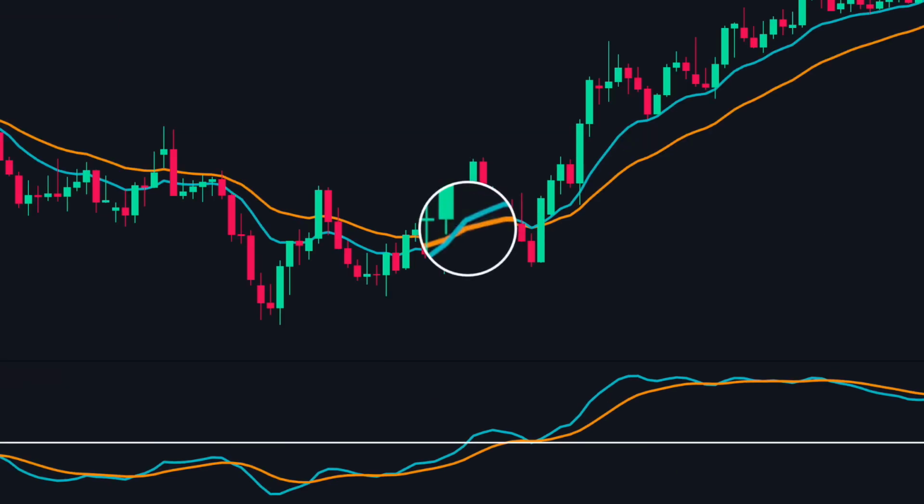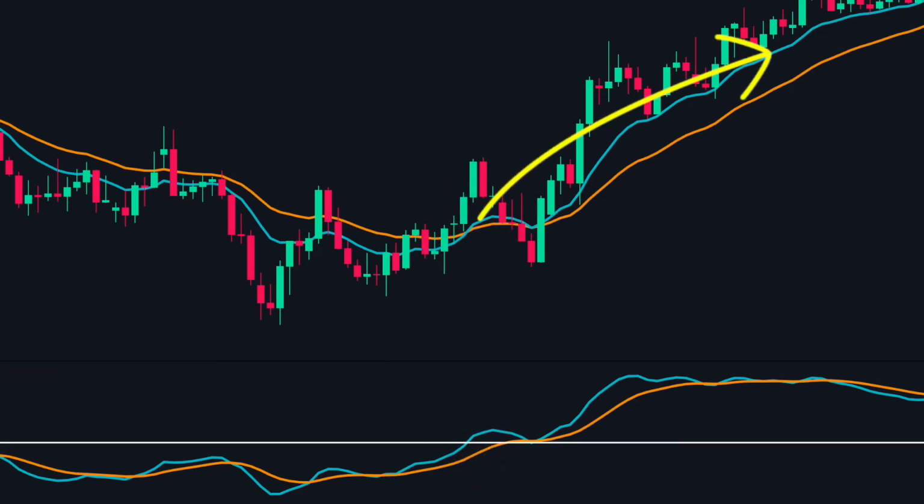Similarly, when the 12 EMA crosses above the 26 EMA, the MACD line moves above the zero line. This shows that the trend and momentum have shifted upwards, and the price may start an uptrend now. The zero line crossovers give fewer false signals, but again, we need to add more confirmations for them to be high probability trades.